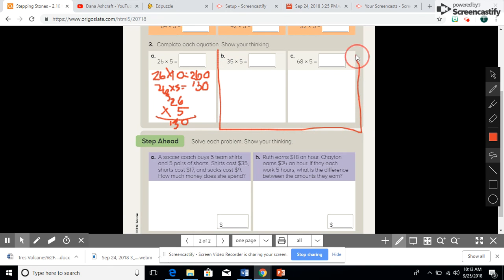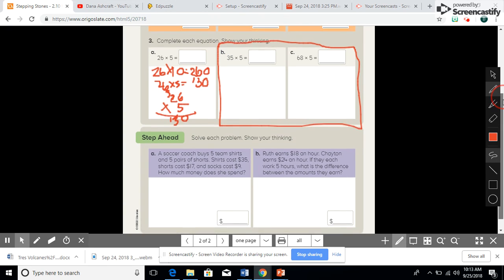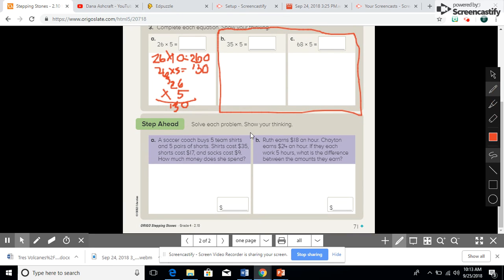You can do B and C on your own using whatever strategy works best for you. Go ahead and pause the video and do those in your book. And the last one for step ahead, we have 2 word problems. So A says, a soccer coach buys 5 team shirts and 5 pairs of shorts. Shirts cost $35 and shorts cost $17. Socks cost $9. How much money does she spend?